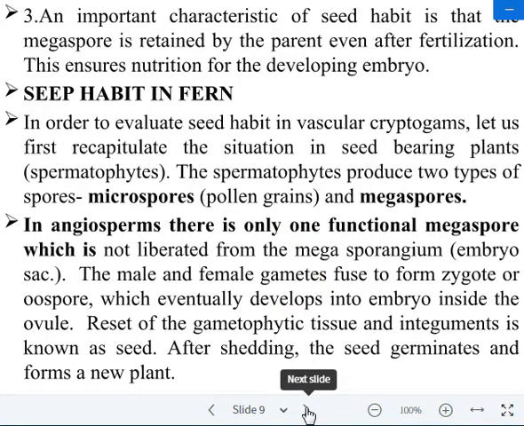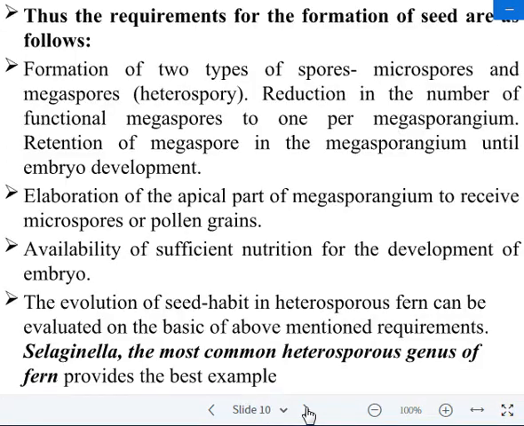But in case of fern, what happens? In case of Selaginella, what happens? The development of the male gametophyte and the development of the female gametophyte, near about 70%, take place within the microsporangium and megasporangium. And this similarity indicates the higher character of Selaginella. It closely resembles seeded plants.